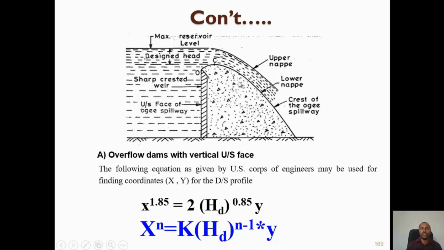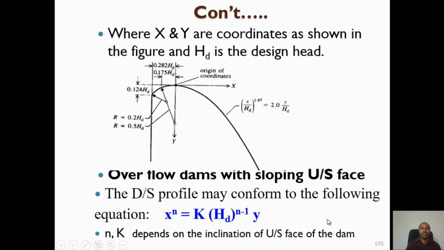For a vertical upstream face, X to the power of 1.85 equals 2 times HD, the design head, to the power of 0.85, times Y. But the general equation for any type of spillway is X to the power of n equals K times HD to the power of n minus 1, times Y. Now let us see the table. X and Y are the coordinates as shown in the figure, and HD is the design head that can be generated above the spillway crest level.